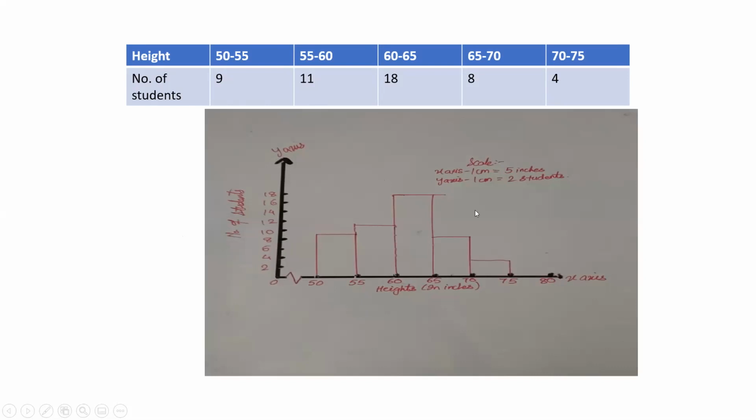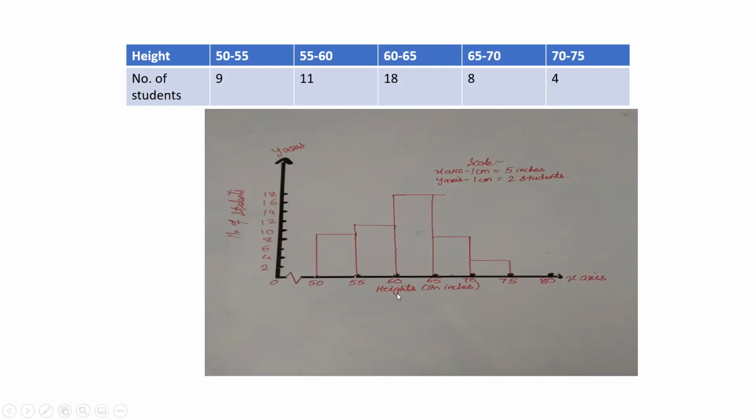On the x-axis, I have taken my scale as 1 centimeter equal to 5 inches. And on the y-axis, 1 centimeter is equal to 2 students. First we'll plot the first one, that is 50 to 55. My number of students is 9. So on the y-axis, in between 8 and 10, I have my 9. I will draw a horizontal line on it. So this is 50 to 55, and the number of students is 9.